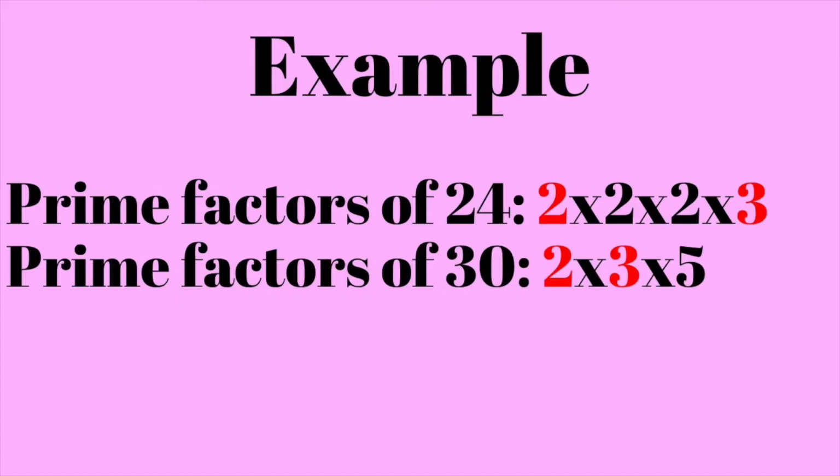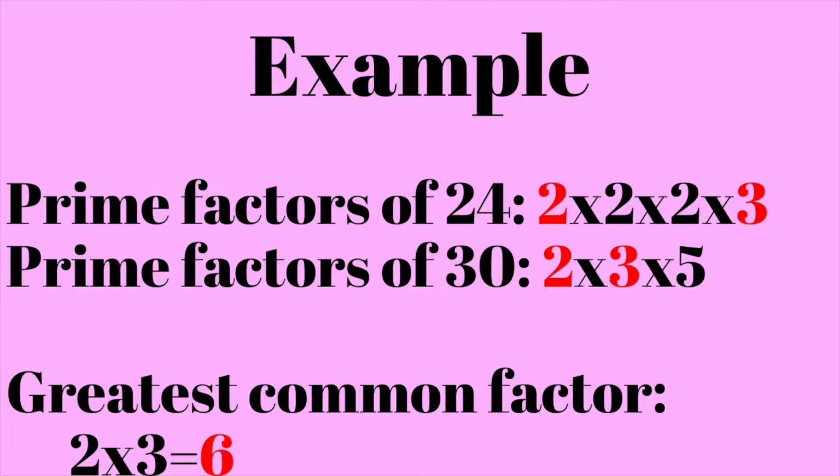So if we look again at the 24 and the 30 example, you can see that both of these numbers have a 2 in their prime factorization, and they also have a 3. So because these are factors, we want to multiply the 2 and the 3 to make 6. And what we come up with is a greatest common factor of 6. So 6 is the largest number that divides evenly into both 24 and 30.